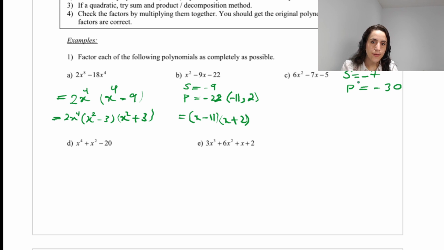Could you get the answer? I'm giving the next step to you. Negative 10 and 3 look like they make negative 30, and their sum is. I do not have enough space here, so I'm just writing it here.